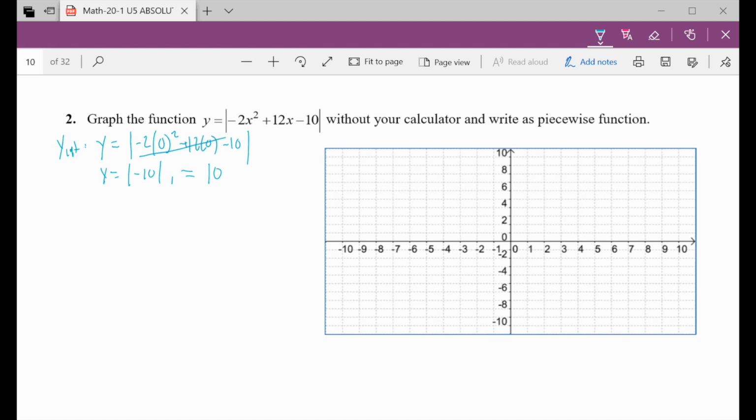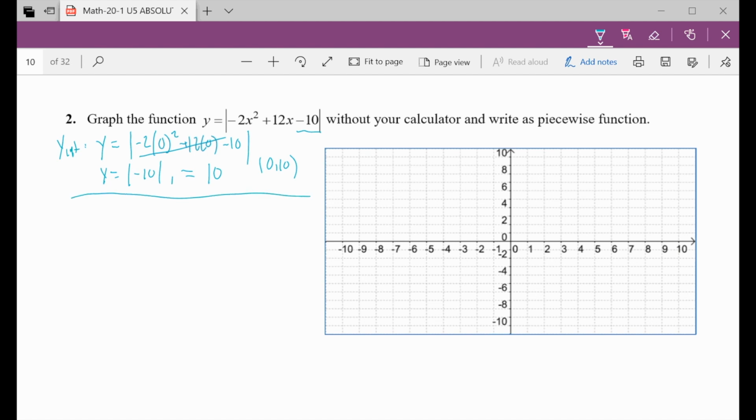Remember that the absolute value of a number is neither positive nor negative. It's just a distance. So the y value for the y-intercept now, as we surmise, because we're taking the absolute value, is going to be on the other side of 0 from negative 10. And so the coordinates of that y-intercept are going to be 0, 10, just like that. All right, so what else can we do?